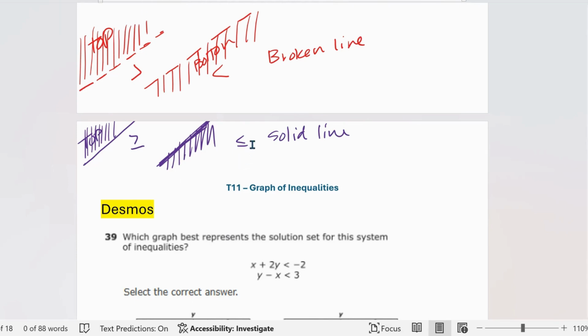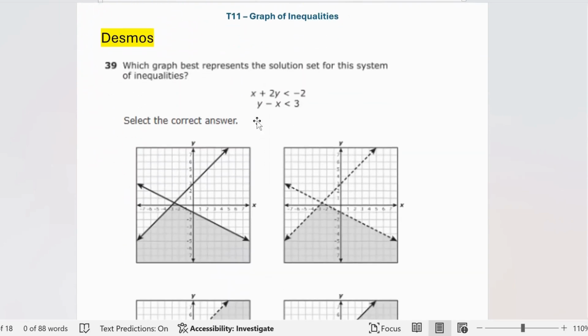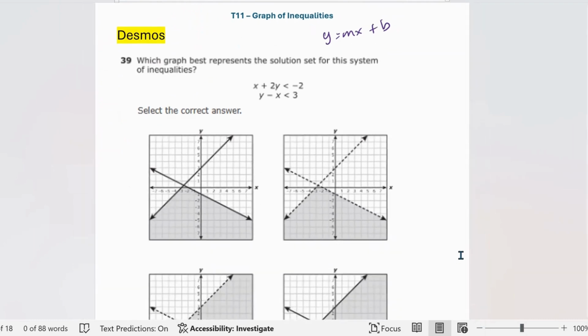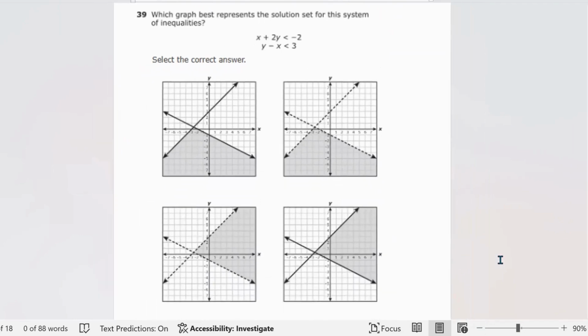So the same way, we're going to solve for y. How do we know? Because it's not written in y equals mx plus b. That's how important it is to know how to solve for y. Before we start, you need to be really smart to understand what's going on with the choices and the given. The given are both less than, so you expect both of your graphs to be dotted lines.